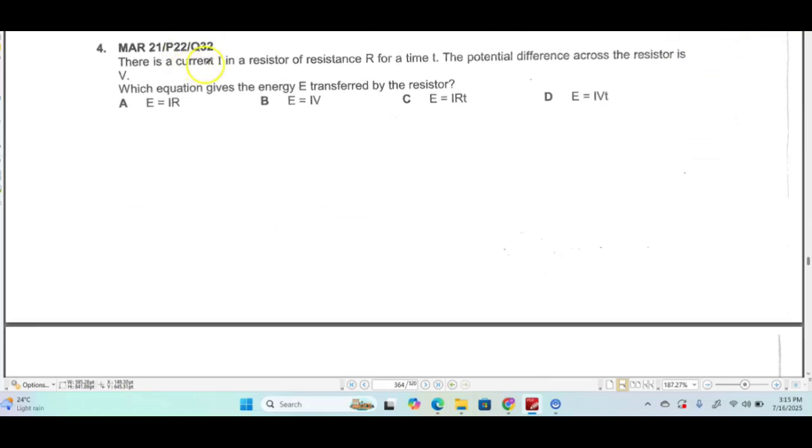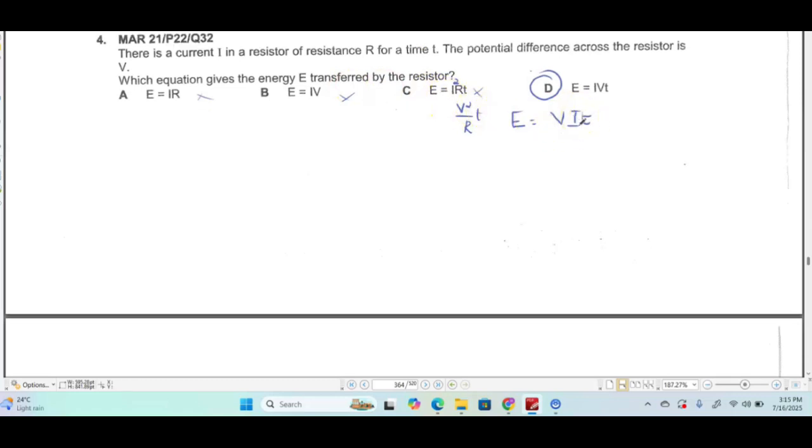Question number 4. There is a current I in a resistor of resistance R for time t. The potential difference across the resistor is V. Which equation gives energy E transferred by the resistor? You always know that energy is equal to VIt. So IVt is also fine, so D is our correct answer. IRt is wrong. It would either be I squared Rt or V squared by R times t. So if none of the others are present, this is the correct answer.